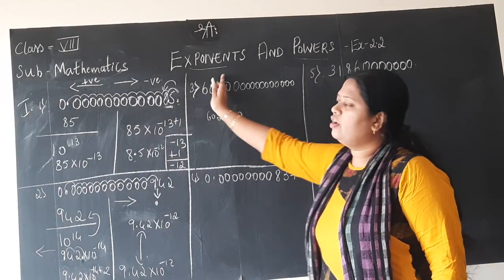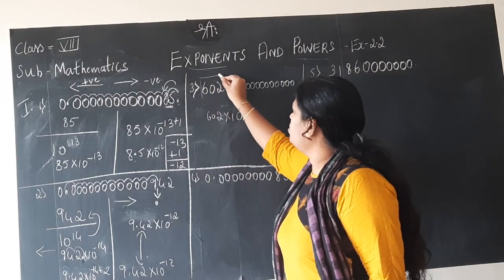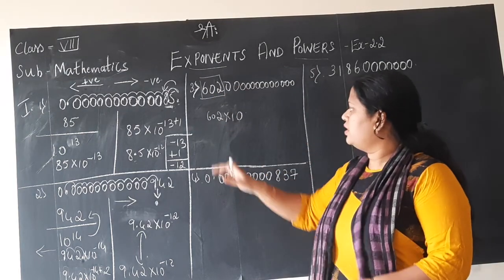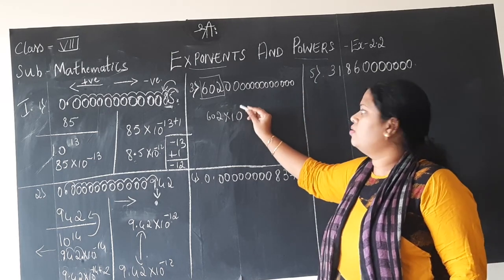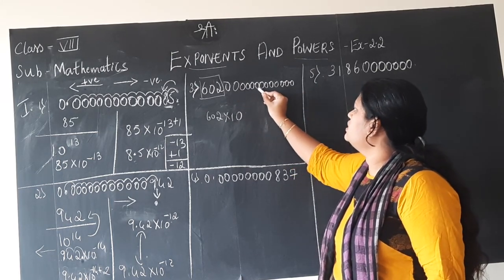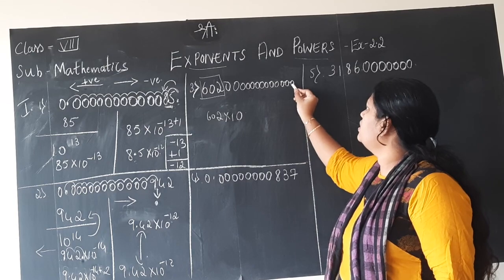Because 602 we already took. This 602 we have already written here into 10 to the power. How many zeros are there, you will count. Okay? 1, 2, 3, 4, 5, 6, 7, 8, 9, 10, 11, 12, 13 zeros.